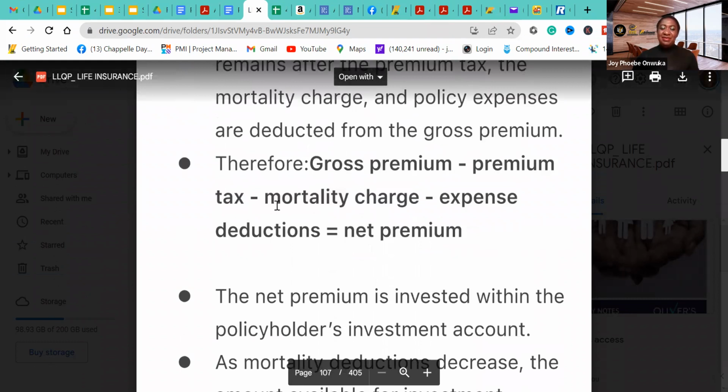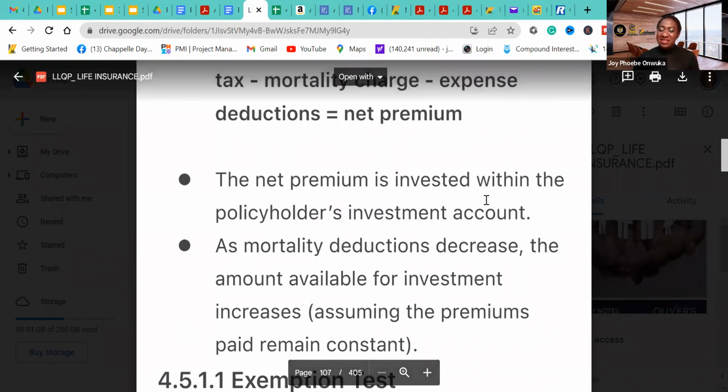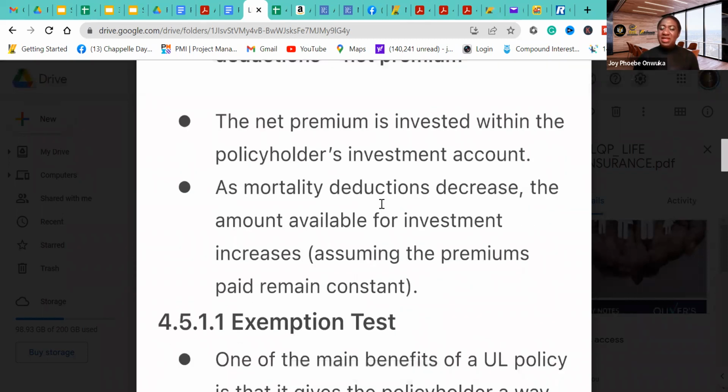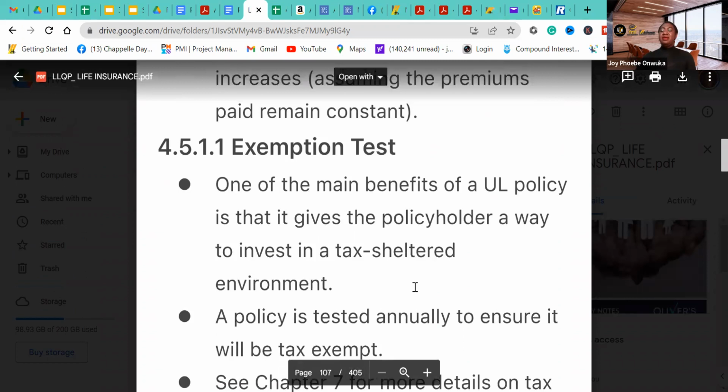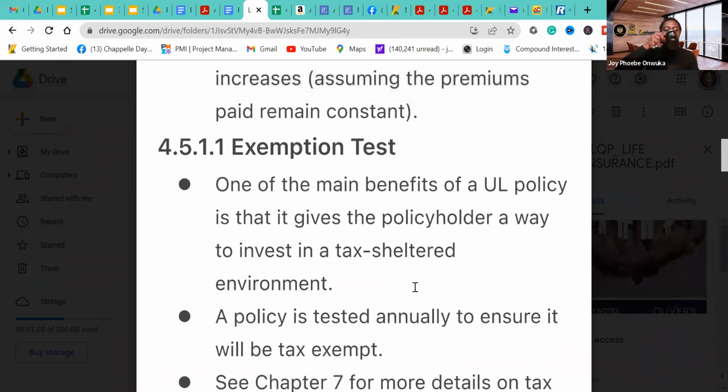All right, now. Net premium is invested in the policyholder's investment account. As mortality deductions decrease, the amount available for investment increases, assuming the policy premiums paid remain constant. Okay.